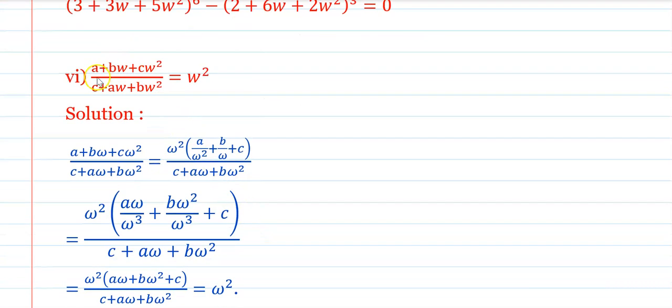Next, (A + Bω + Cω²)/(C + Aω + Bω²) is equal to ω². Now, what will we take common from this numerator? We will take ω² common from this numerator and keep the denominator as it is. While taking common, look, the first term is A + Bω + Cω².